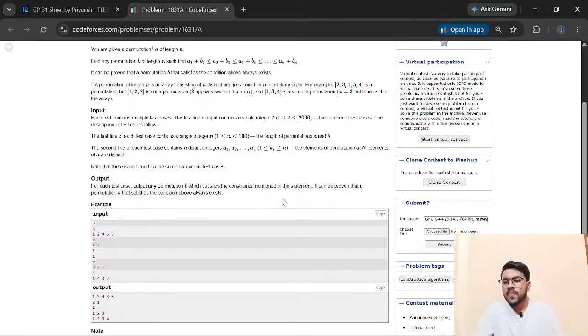Okay, let's solve this. You are given a permutation A of length n. Find any permutation B of length n such that, okay, we are given a permutation A of length n, and we need to find any permutation B of length n such that A1 plus B1 is less than or equal to A2 plus B2. Okay, A1 plus B1, permutation B of length n.